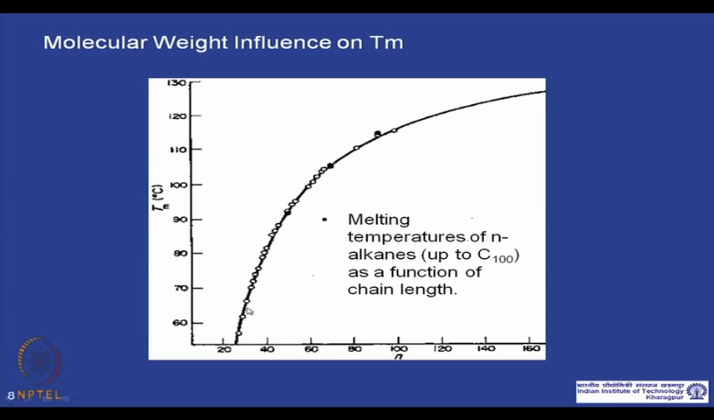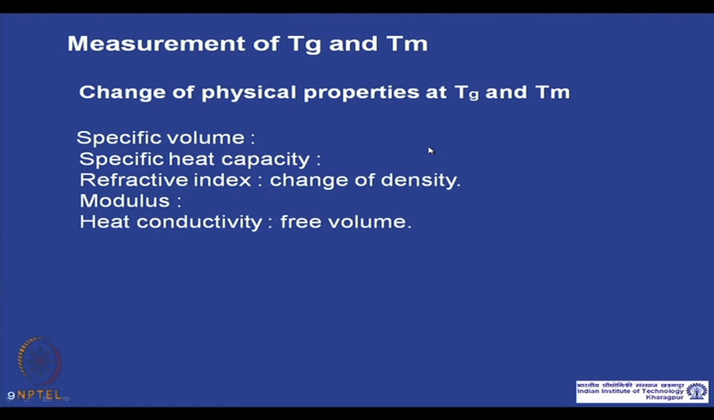So Tm goes up. One example of normal alkanes has shown that with increasing chain length, the number of carbon atoms, the Tm value goes up and eventually becomes a steady value. So if you want to compare two polymer chains, it is preferable to compare at high molecular weight, so that the Tm is almost independent of the molecular weight.